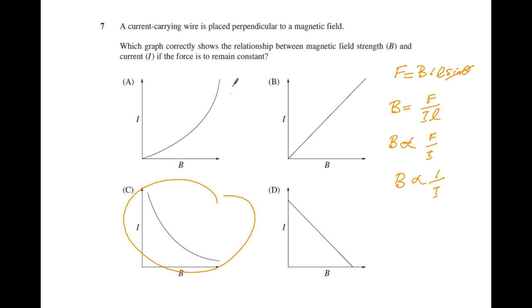This is a square relationship, most likely, if we assume this to be a parabola. That's not the case. This is linear, and that's not the case. This is still linear, but it's just a negative linearity, so you can't include this one either. C is the only correct answer.